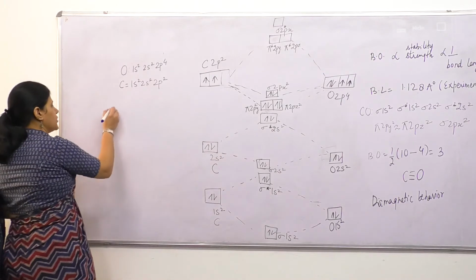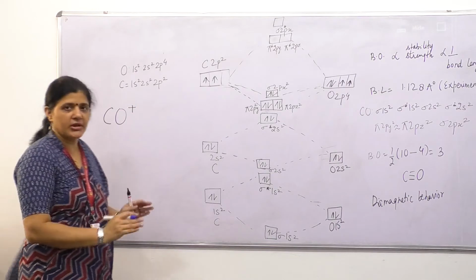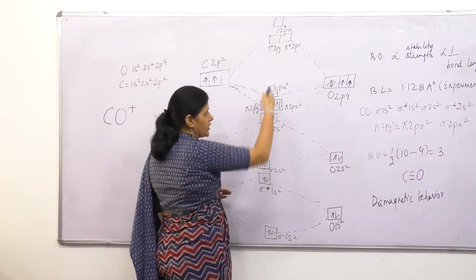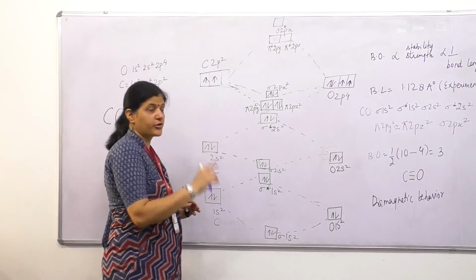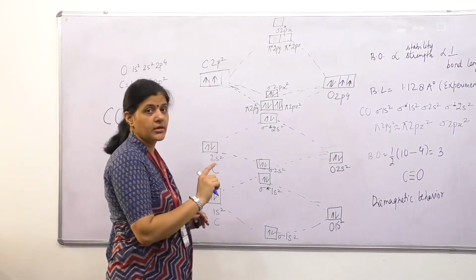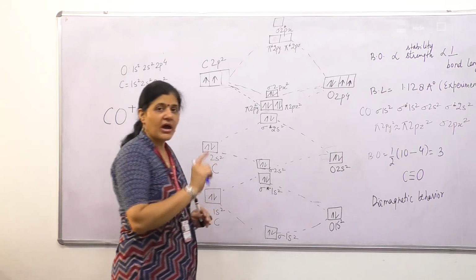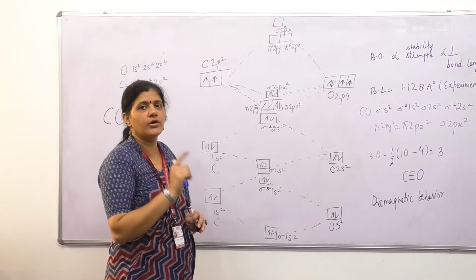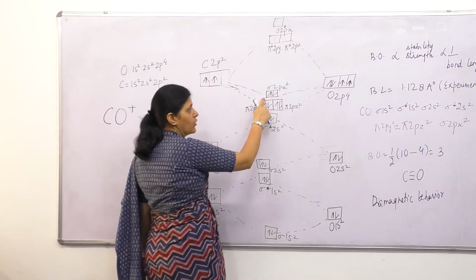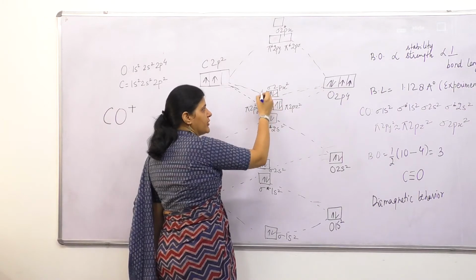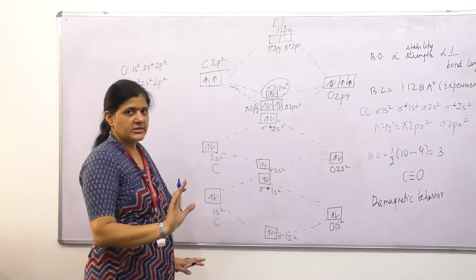CO plus molecule has one electron removed from this molecule. And the electron which will be removed from this molecule will be the electron which is present in the highest occupied molecular orbital, that is HOMO. And this is the HOMO. Electron will be removed from this portion. Okay, this is the concept.